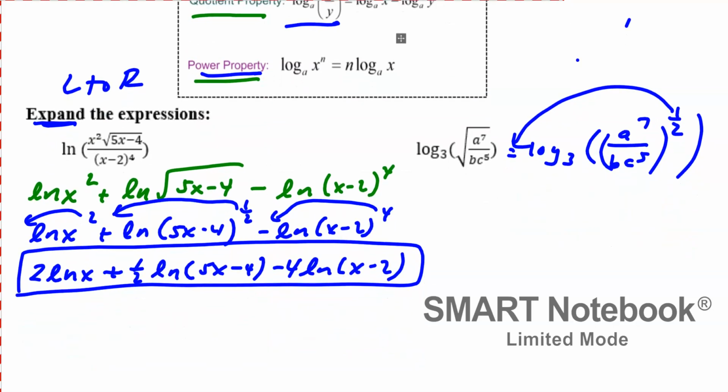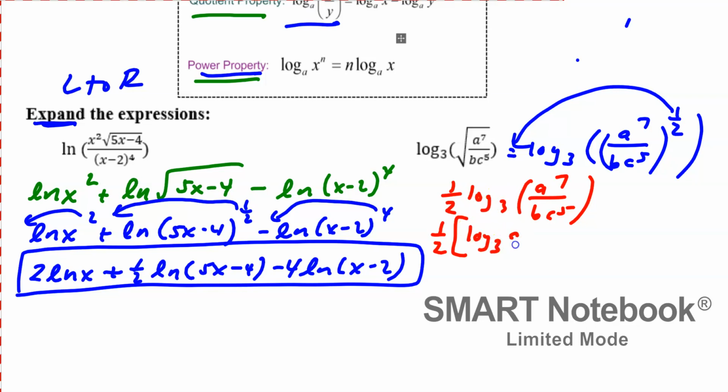So what it would look like is 1/2 in front, log base 3 of a to the 7th over b c to the 5th. And so this 1/2 now applies to everything that we do with the rest of this log. So I'm going to put the 1/2 in front with a big old bracket, because now the 1/2 is multiplying everything else. And so a to the 7th is on the top. So we'd have log base 3 of a to the 7th. And now, if both of these are on the bottom, what you're really doing is subtracting log base 3 of b c to the 5th.